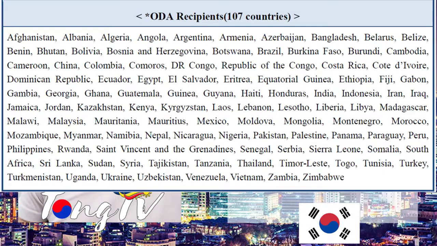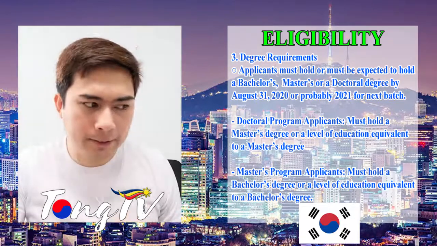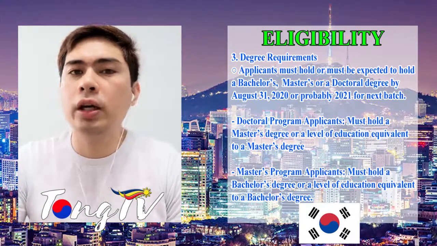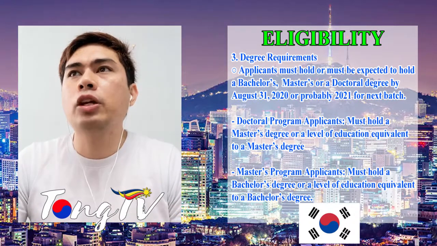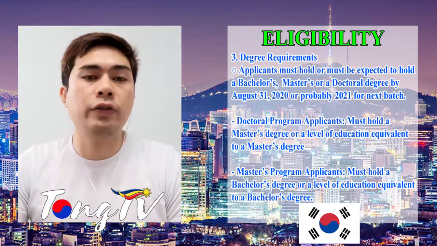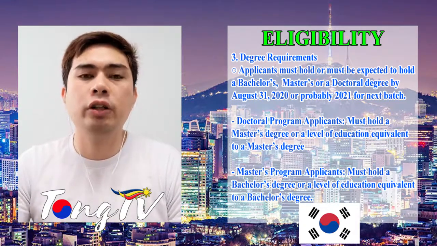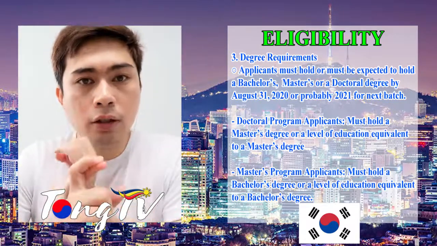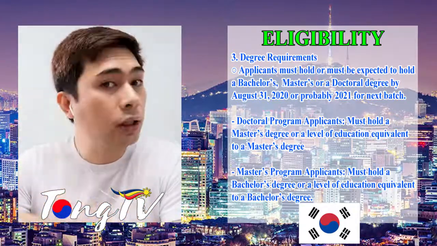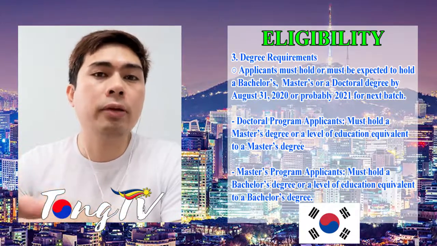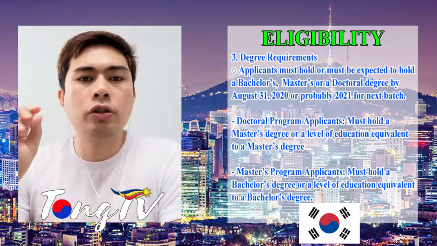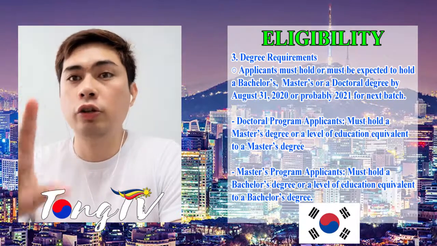The next one is the degree requirements, and this is quite strict. It's really strict when it comes to degree requirements, especially since you will be a graduate school student. For this requirement, the applicant must hold, or be expected to hold if you are not yet finished upon your application, a bachelor's degree, master's degree, or doctorate degree by August 31, 2020, or in the same month of 2021. For this batch, by August 31 you should already be graduated.